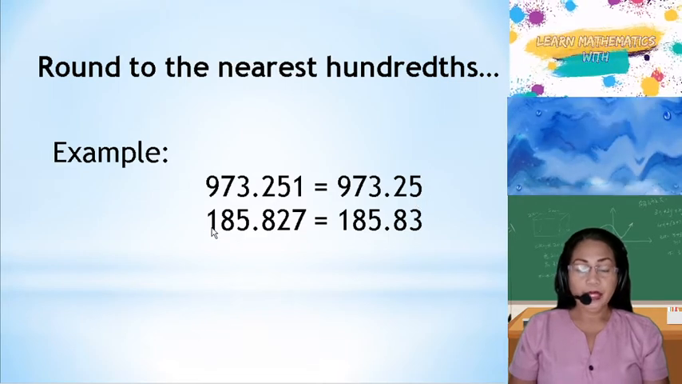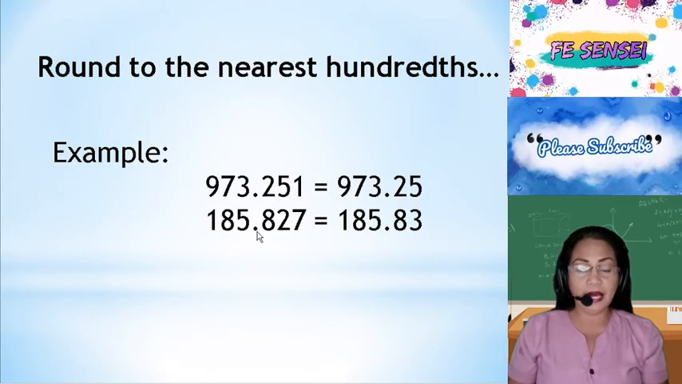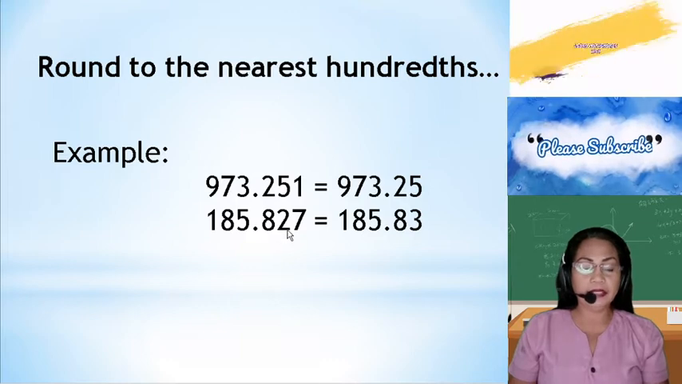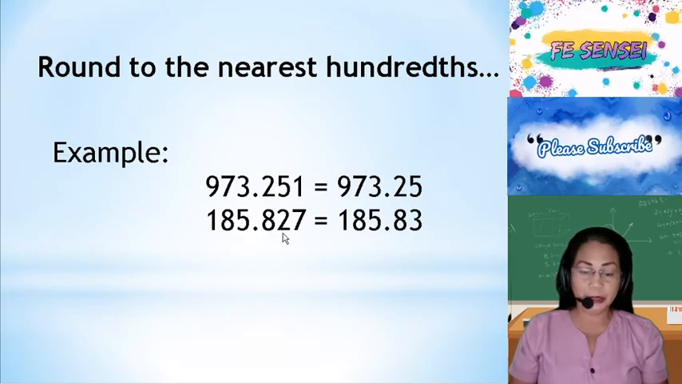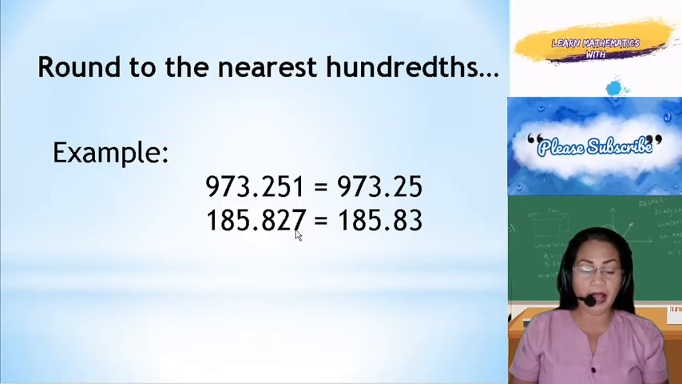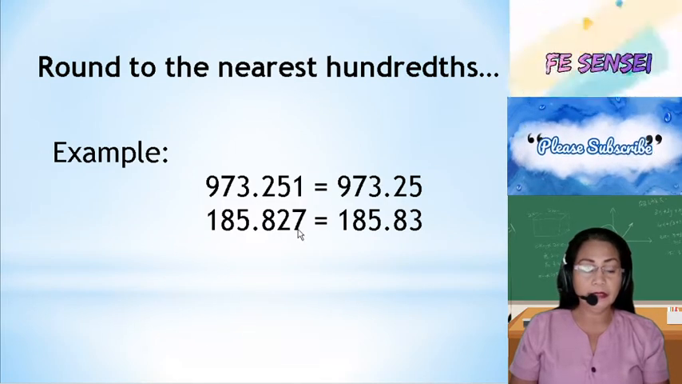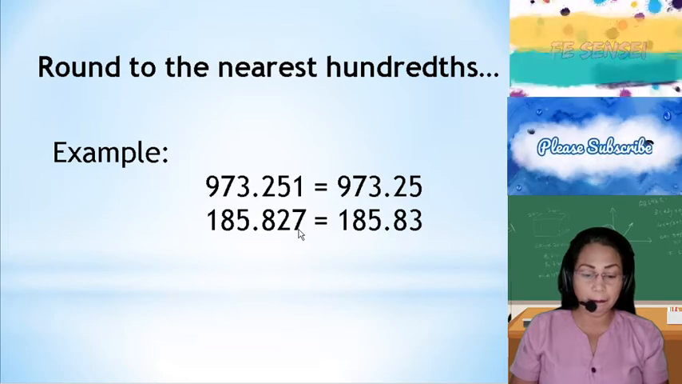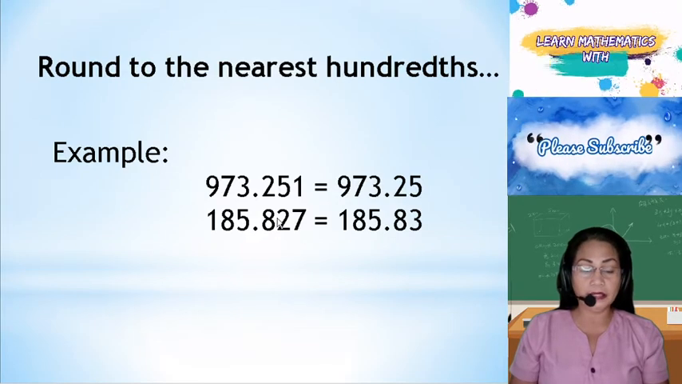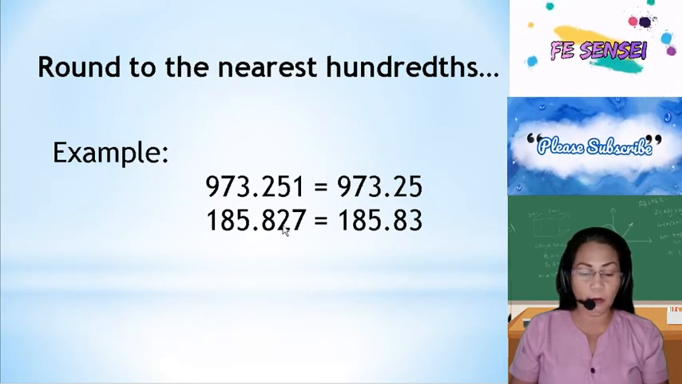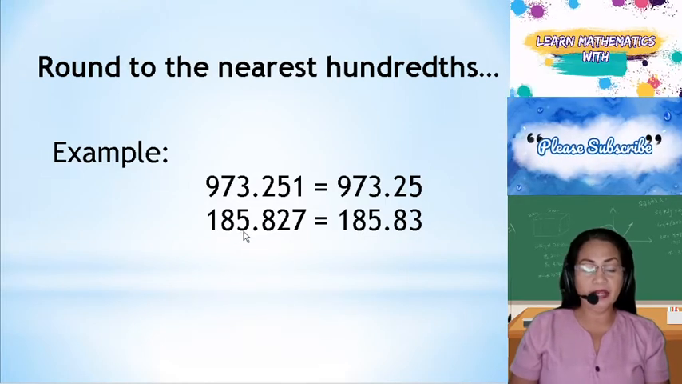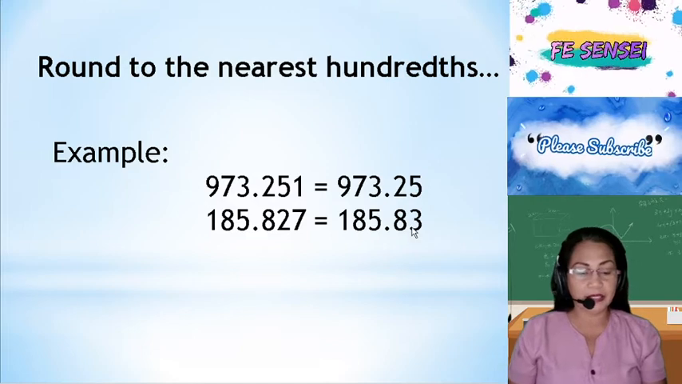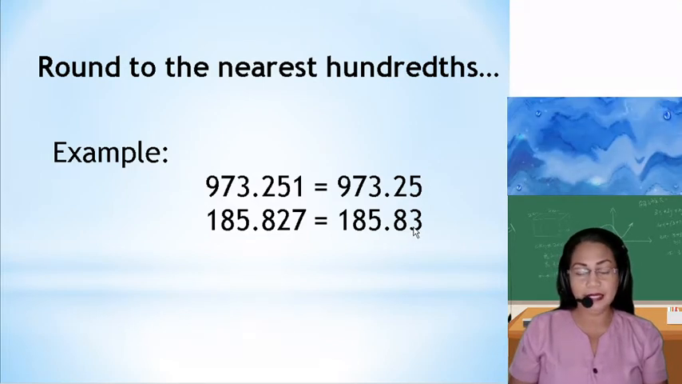Number 2, 185 and 827 thousandths. The number in the hundredths place is 2, and the number to the right is 7. Therefore, it's round up. So add 1 to 2, and 2 plus 1 equals 3. So the number is 185 and 83 hundredths.